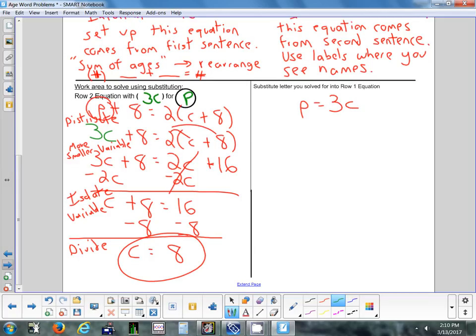So what's this equation going to look like now? P equals 3 times what? 8. 3 times 8? 24. Give me the ages.